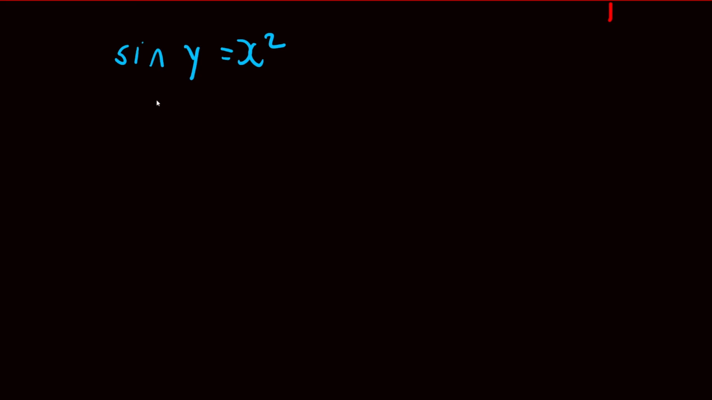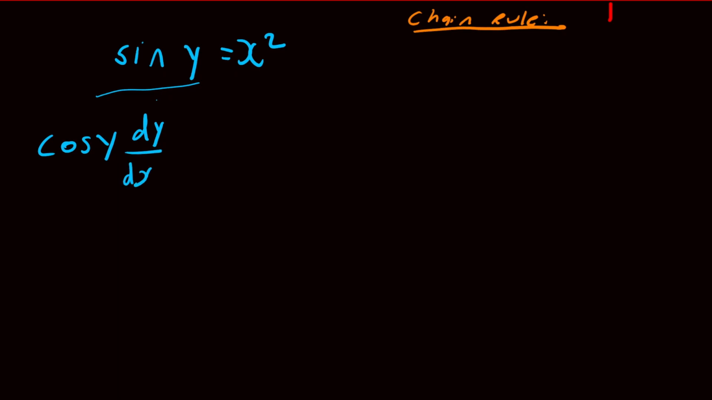Sine y equals x squared. So, this is trig, right? A lot of people struggle with trig, but this is how we do it. Let's differentiate both sides. The left side, well, you know what? I'm going to do chain rule again just to quickly show you guys. The derivative of sine is cosine, so cosine y, and then we tack on the dy/dx.